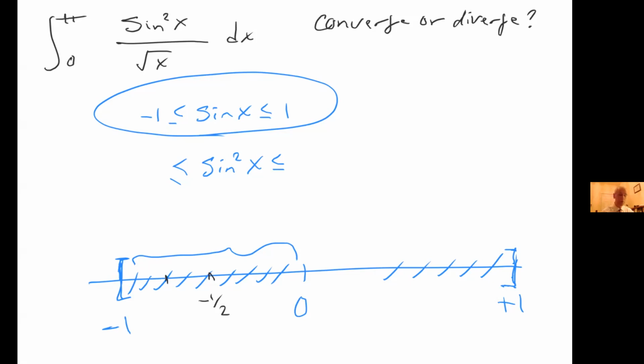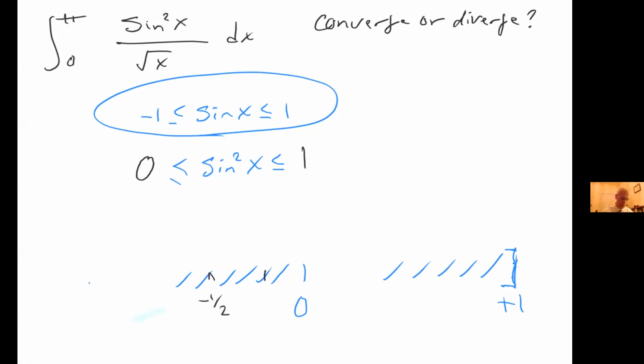How about -3/4? -3/4 times -3/4 is +9/16. And how about -1/4? -1/4 times -1/4 is +1/16. So sine squared of x, the smallest it can be is 0 and the largest it can possibly be is 1. If you're not convinced of that, try some numbers to convince yourself that that indeed is the case. All right, and now let me go ahead and erase all this, give myself room.